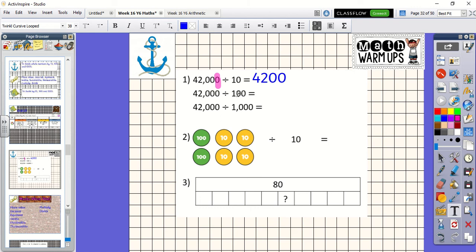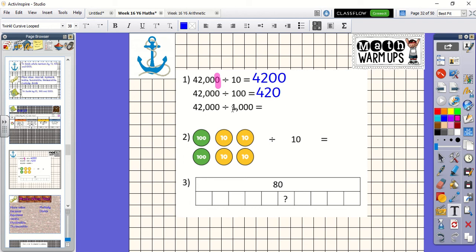So using that same skill, using that same knowledge, here we've got again 42,000 divided by 100. So you can see in 100 there are 2 zeros. So if we take those 2 zeros off 42,000, we get 420. And again, we haven't just taken it off just because, we have taken those 2 zeros away from the 42,000 because we are making that number 100 times smaller.